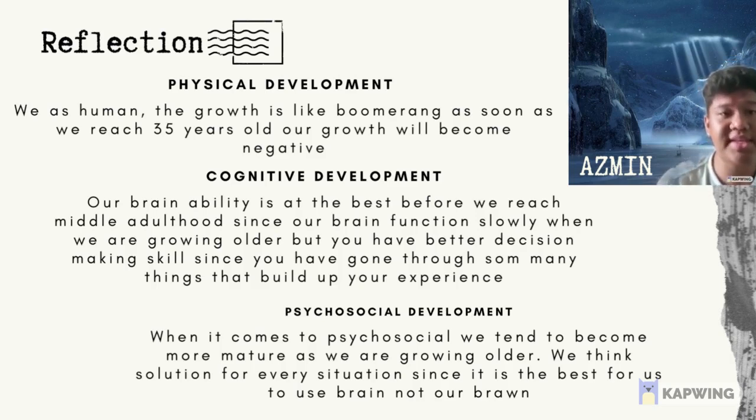Our brain ability is at its best before we reach middle adulthood, since our brain functions slowly when we are growing older. But you have better decision-making skills since you have gone through so many things that build up your experience. So cognitive development is actually your cognition ability, which means your brain ability. So your brain ability is best before reaching middle adulthood.